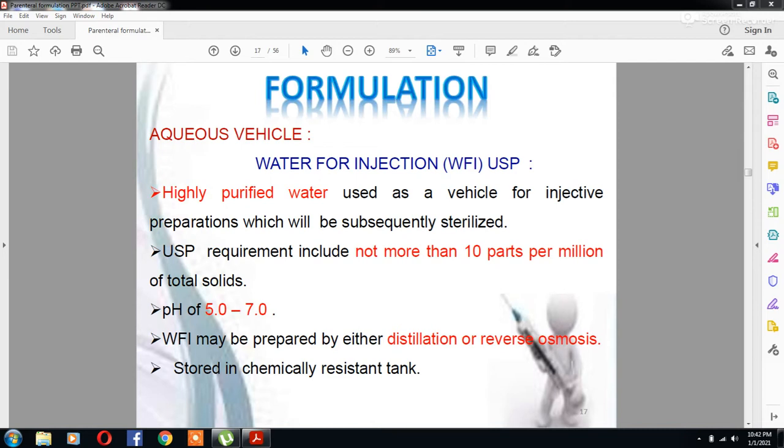Let's talk about formulation. As we have already discussed in our previous lectures about the parenterals formulation products.